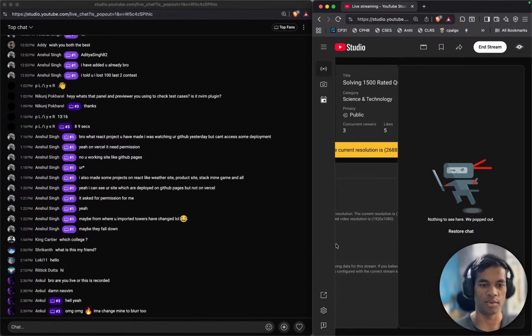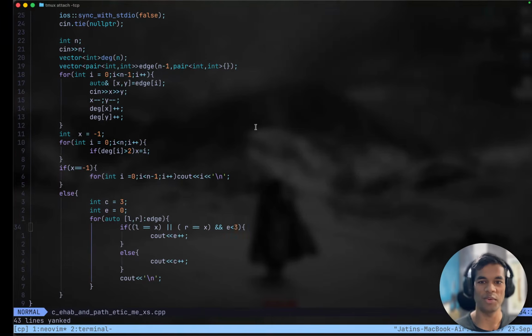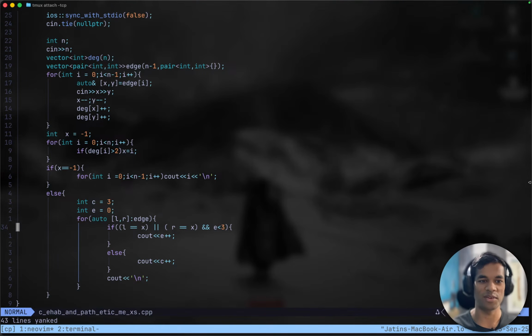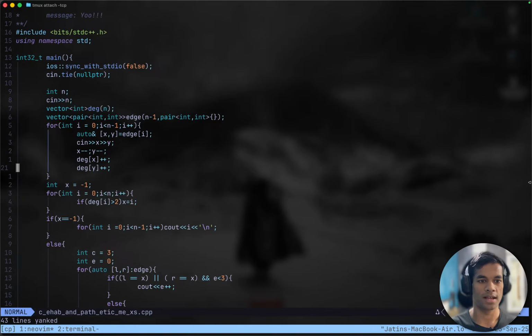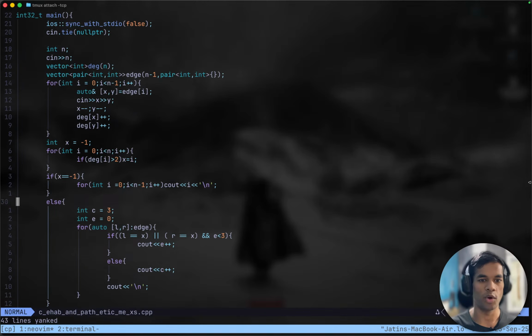I'll change mine to blur too. Blur looks amazing, right? Blur just looks amazing, because it feels like the background is actually in the background. And I can also read the code without any problem. That is nice.